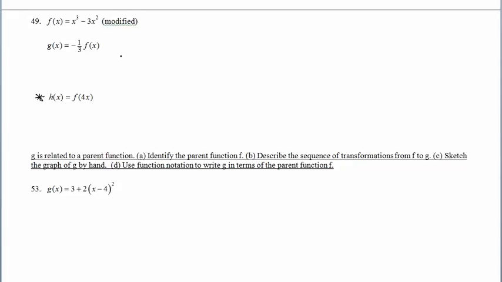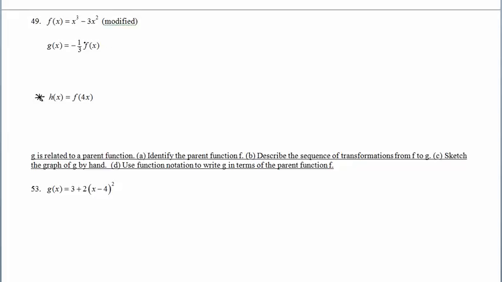Okay, we have two objectives. Describe the changes to the parent function for G and H. So we'll do that first. And then we want to graph G with relationship to F and H with relationship to F and look at the comparisons. Okay, so same objective.